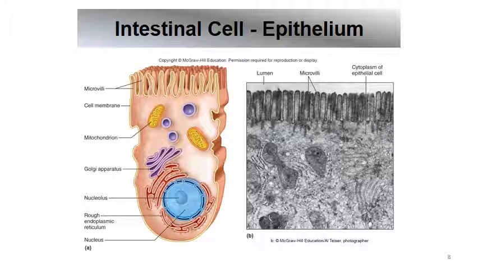And this is just showing one intestinal cell. So each cell has the microvilli. So these are the extensions that project on the surface of the cell. And so then these microvilli are creating more surface area for the absorption of nutrients.